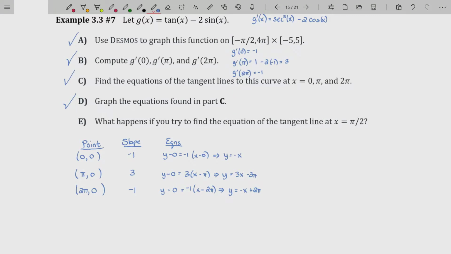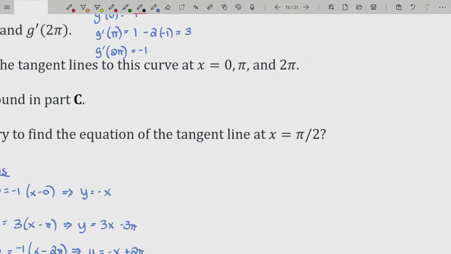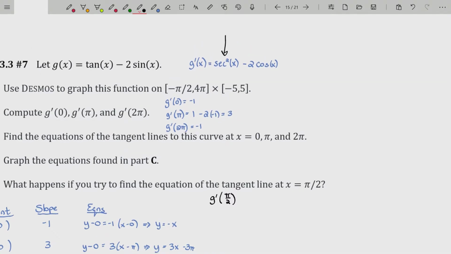And then what happens if you try to find the equation of a tangent line at x equals pi over 2? Well, I don't know. Let's find out. Tangent line. Well, I need to get a slope at pi over 2. Let's start there, right? So where's my derivative function? Oh, it's right there. So secant squared technically of pi over 2 and minus twice the cosine at pi over 2. Well, here's the deal. Cosine of pi over 2 is 0, but secant squared at pi over 2, secant doesn't even exist at pi over 2 because secant is 1 over cosine, and at pi over 2 the cosine is 0.